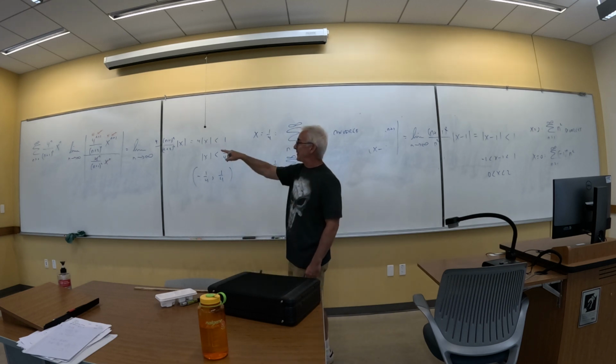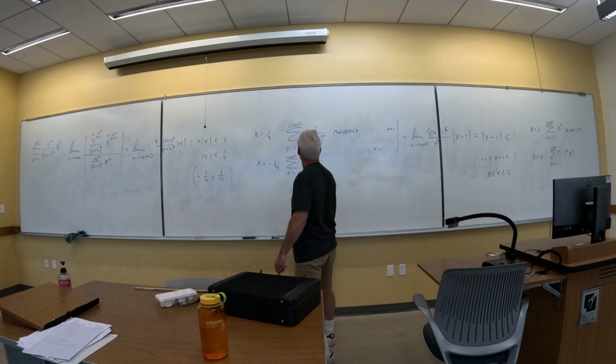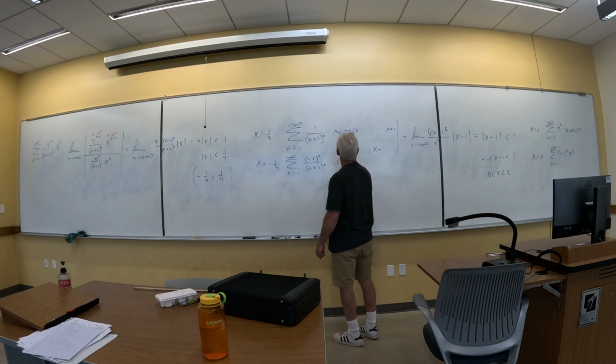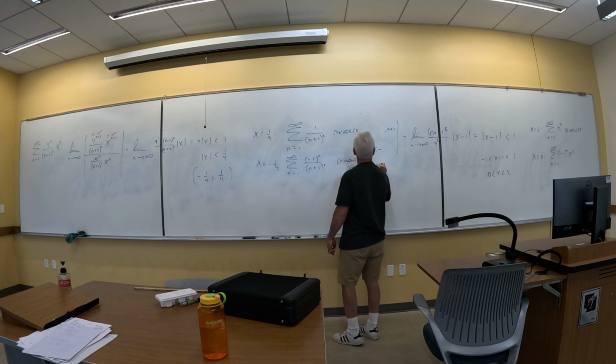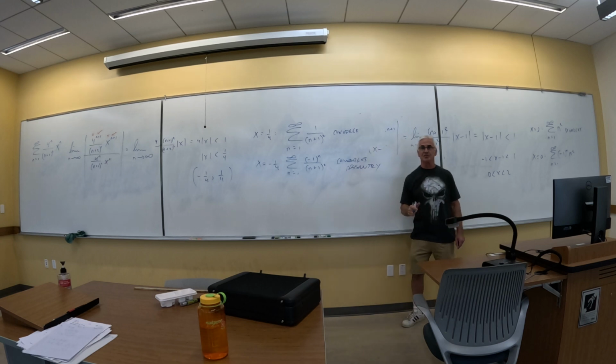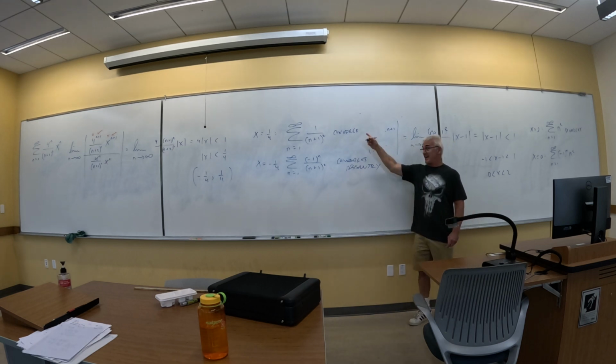If x is -1/4, then the 4 to the n's cancel, but I would have a -1 to the n on top. And this converges absolutely. We did one a little while ago where we got conditional convergence on the alternating, but because that converges, I don't have to do anything, this converges absolutely.